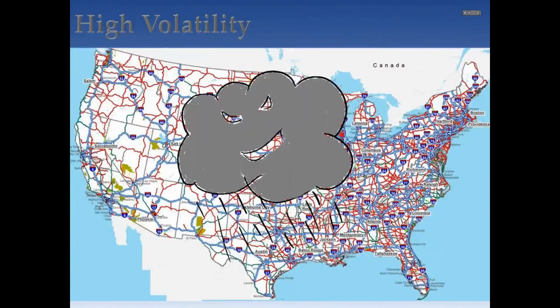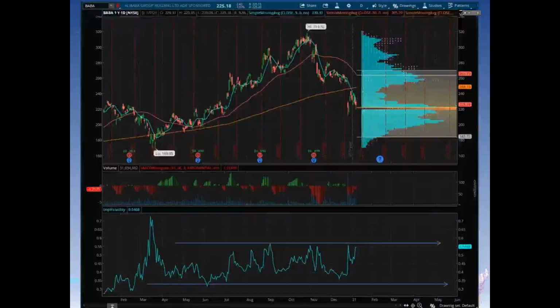You're white knuckling it. You can only see like 20 feet in front of you. So you have to discern what's going on in this underlying. Is it experiencing high volatility or low volatility? And what we do by that is we look down here at implied volatility for BABA. I'm not talking about the VIX, folks. I'm talking about implied volatility specifically for this underlying, okay?